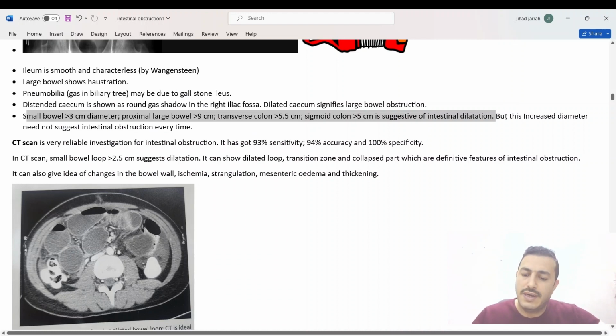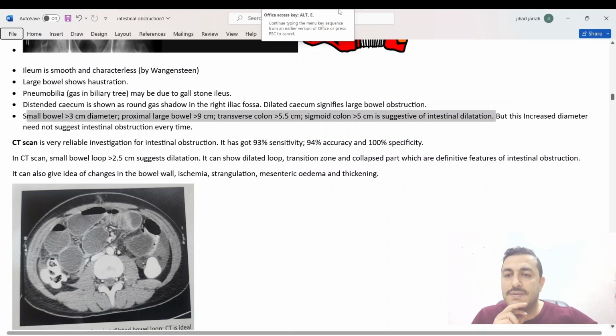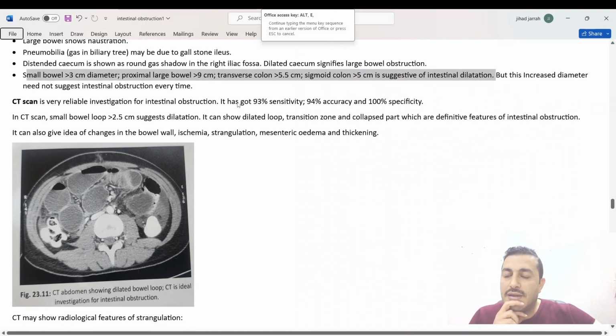Let me check it. This means that these numbers don't mean that intestinal obstruction is present. In some cases, we have congenital dilatation, so we have to remember that these numbers are not the sole reference for us.